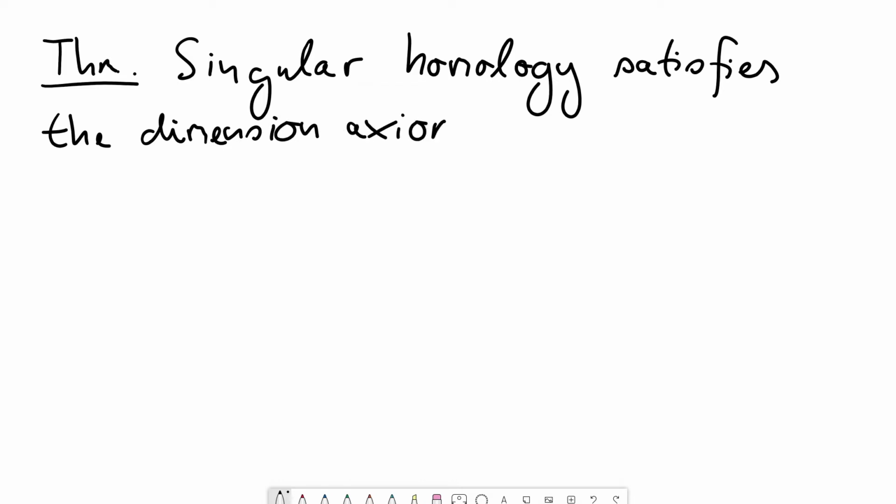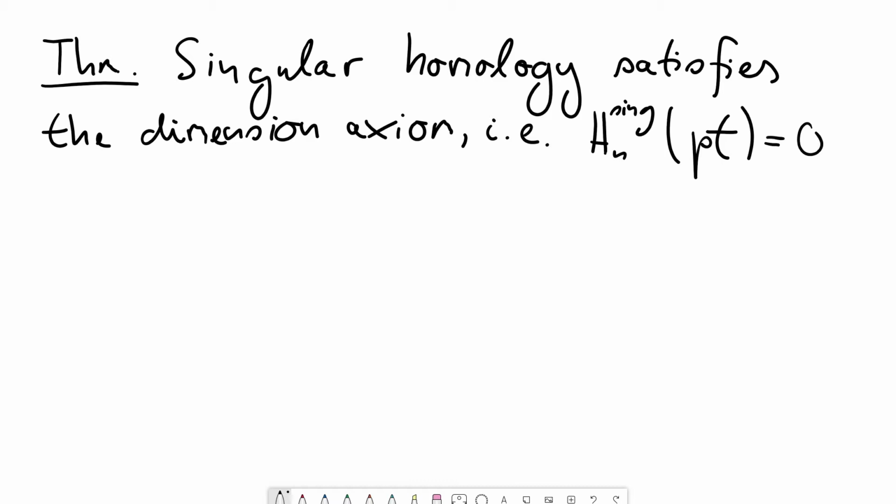And let's just recall what this meant. It means that if I take the nth singular homology of a point, so of a topological space which consists of one point only, then this is just 0 unless n is equal to 0. So it's 0 if n is not equal to 0.